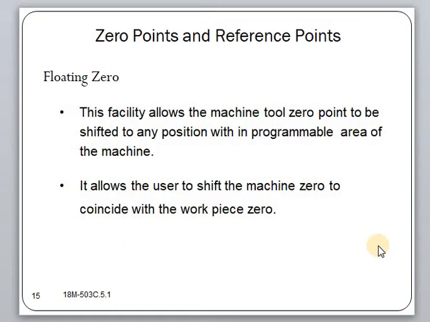And the second and more common feature on modern NC machines allows the machine operator to set the zero point at any position on the machine table. This feature is called floating zero. The part programmer is the one who decides where the zero point should be located. The decision is based on part programming convenience.